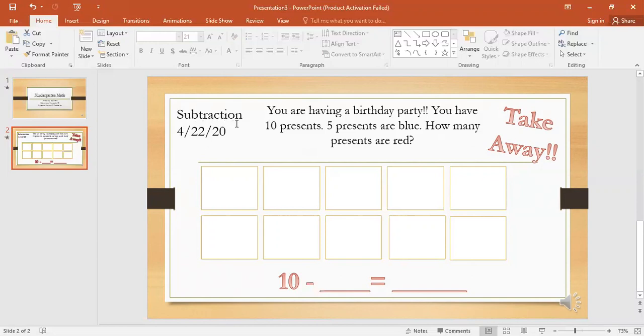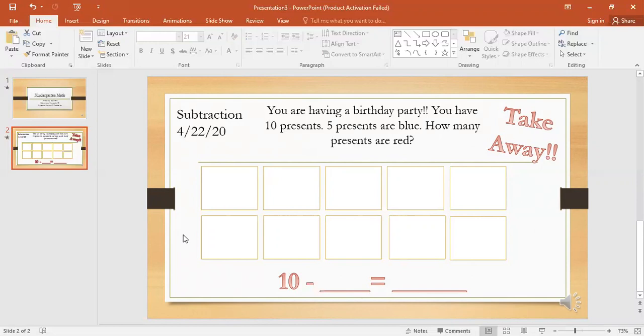SUBTRACTION. After you wrote subtraction, you're going to write our date for today right next to subtraction. You're going to write 4-22-20. Great job, guys. Okay, when you have that, I'm going to go ahead and read our story problem for today, and tell you what we're going to be figuring out, what we need to solve. And then we are going to solve that together.